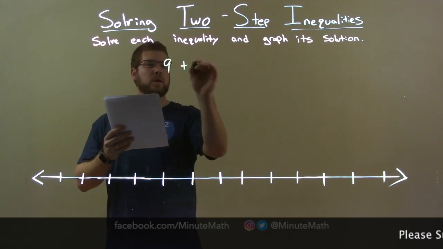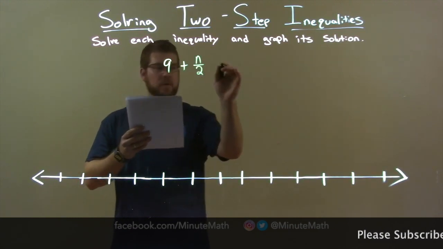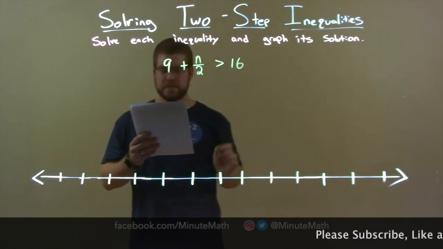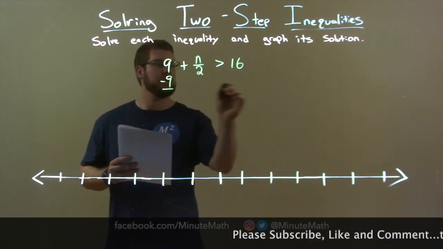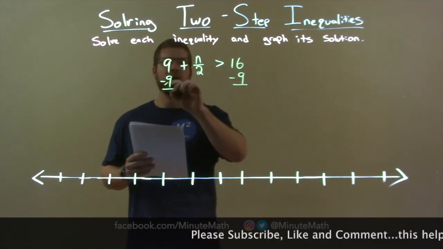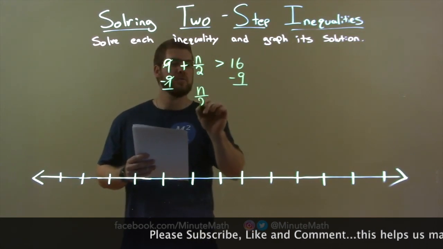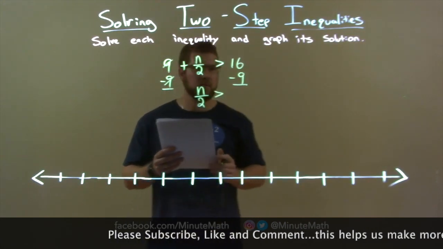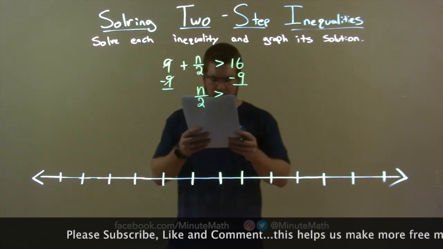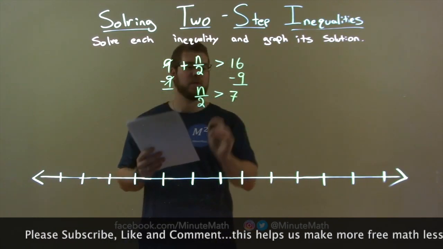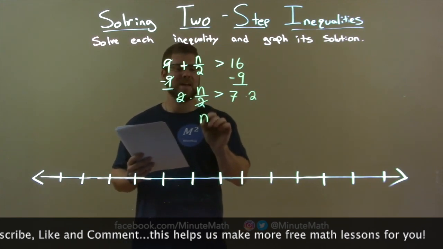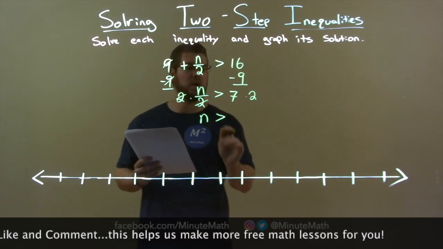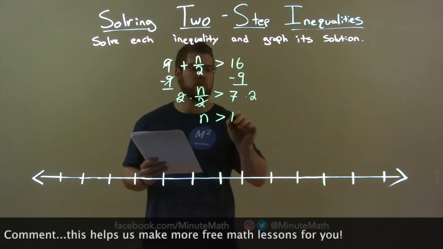9 plus n over 2 is greater than 16. First thing I want to do is subtract a 9 from both sides. That gives me n over 2 by itself on the left, and it's still greater than 16 minus 9, being 7. We then multiply both sides by 2, the 2's cancel, and n is now by itself. It's still greater than 7 times 2, which is 14.